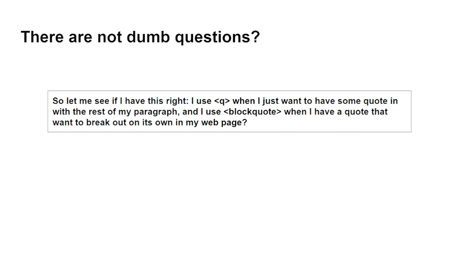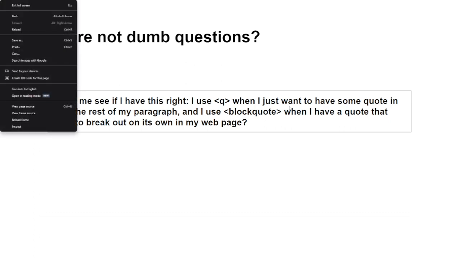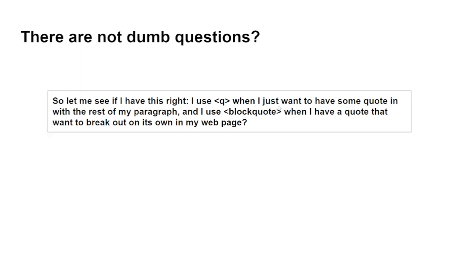So this is what I do. I use Q when I just want to have some quote in the rest of my paragraph, and I use block quote when a quote wants to break out of its own in a page. And this is what we saw actually.